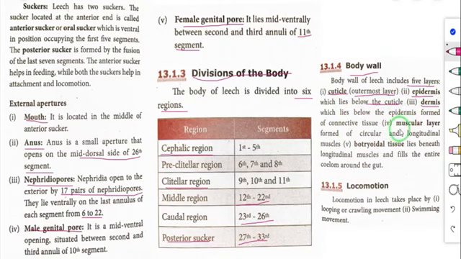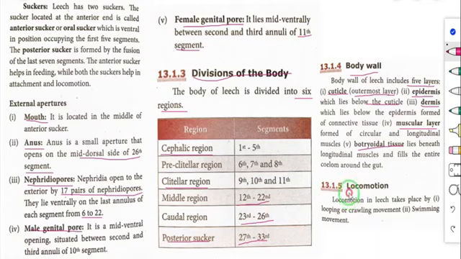Then the fourth one is the muscular layer. Then the fifth one is the botryoidal tissue. So these are the 5 layers. What are the 5 layers? Cuticle layer, epidermis layer, dermis, muscular layer, botryoidal tissue. These 5 layers are present in the body of leech.